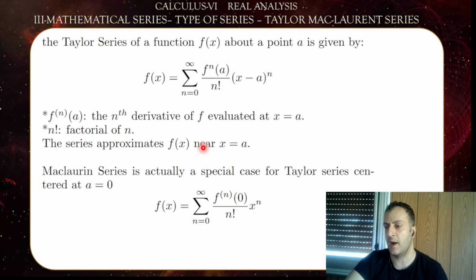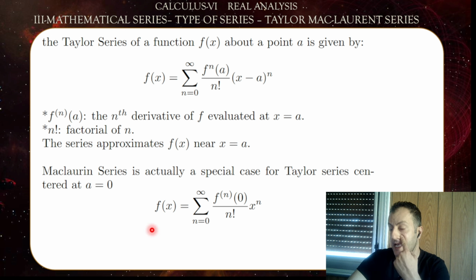That's the importance of Maclaurin, or Maclaurin, like Maclaurin is the French version of the name. So the Maclaurin series is actually a special case of the Taylor series centered at a equals 0. So this is basically a Taylor series when a is different than 0. The Maclaurin series is the same thing, but for a equals 0, for the center being 0. So f(x) is equal to sigma n equals 0 to infinity of the nth derivative of f at 0 divided by n factorial times x to the power of n.